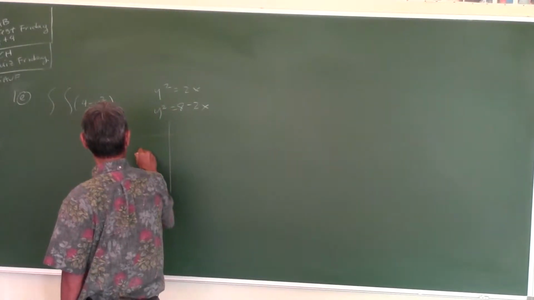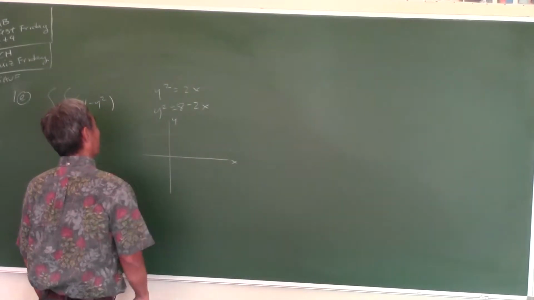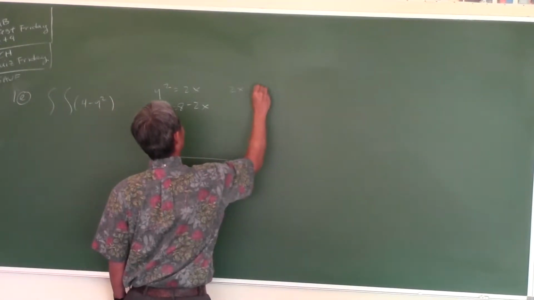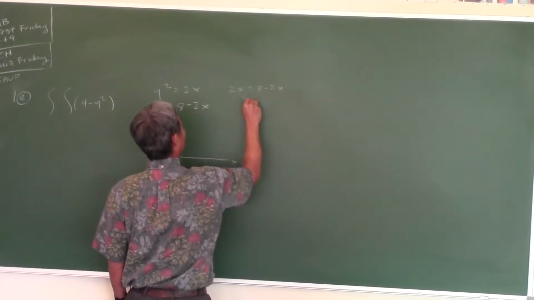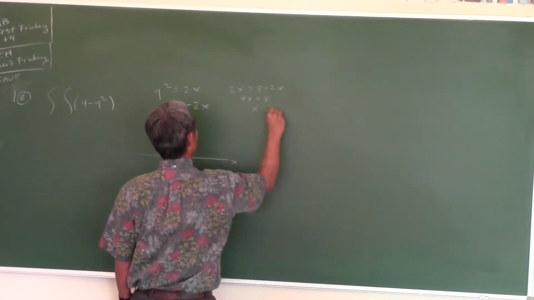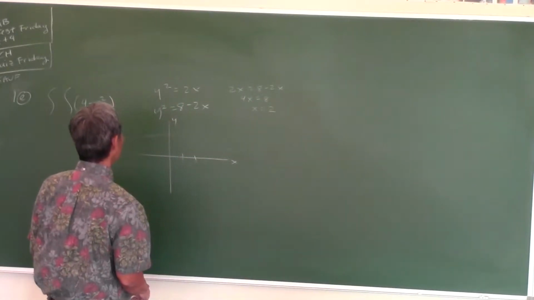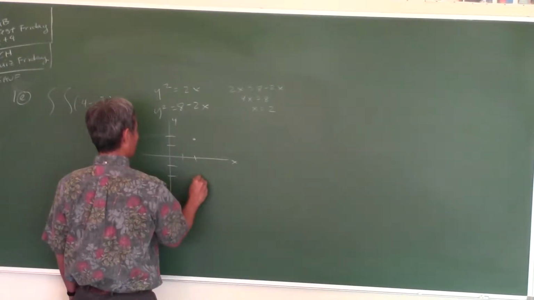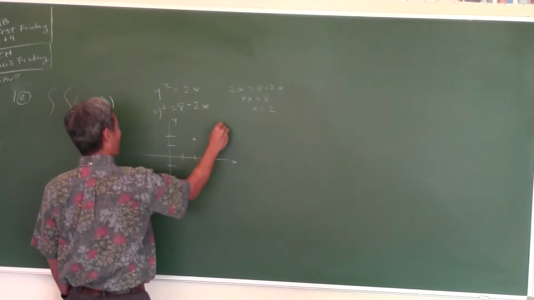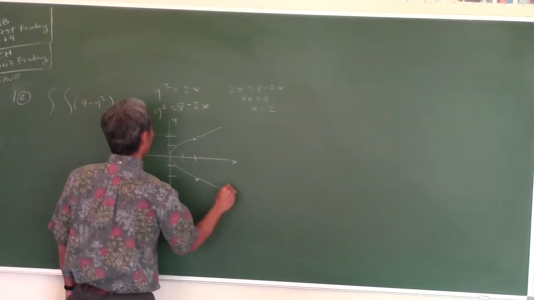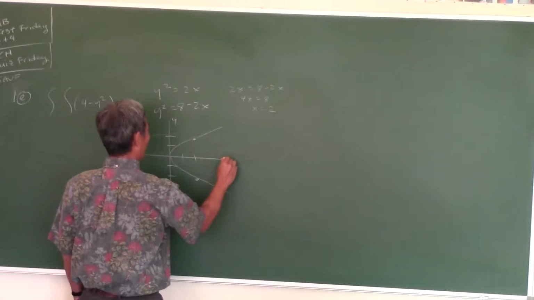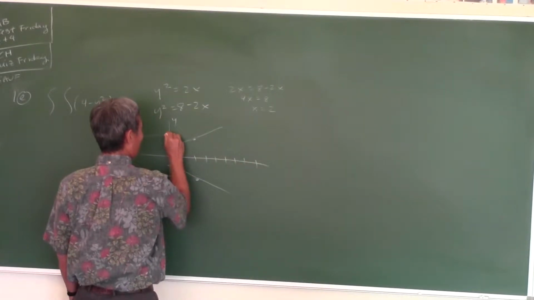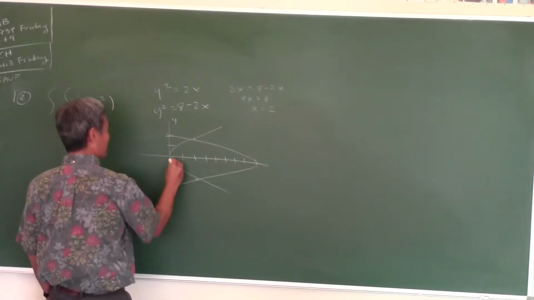Okay, let's draw the region here. To make it easier, you might want to equate these two, so you get 2x equals 8 minus 2x. 4x is equal to 8, x equals 2. So when x equals 2, y equals plus or minus 2, right? This one is a parabola opening to the right. This is a parabola opening to the left, with 8 on the axis. So this is the region.